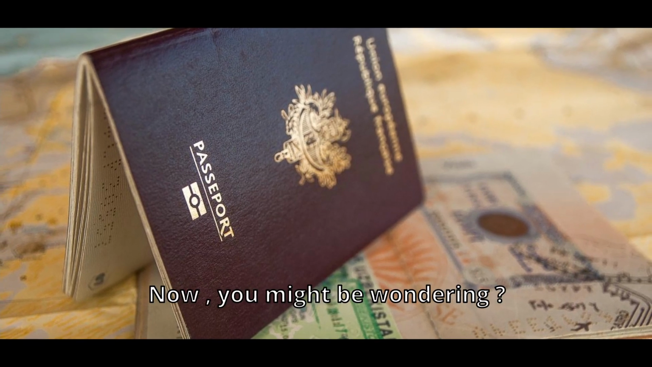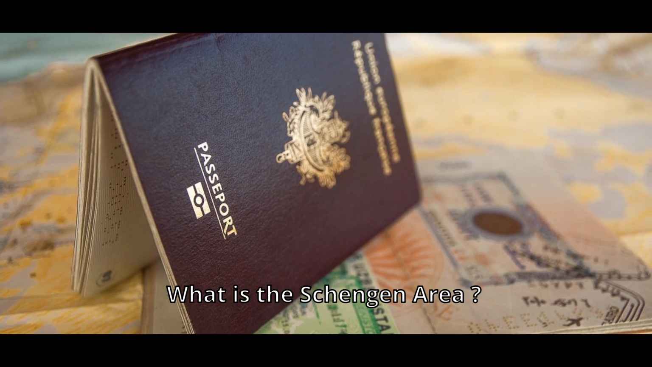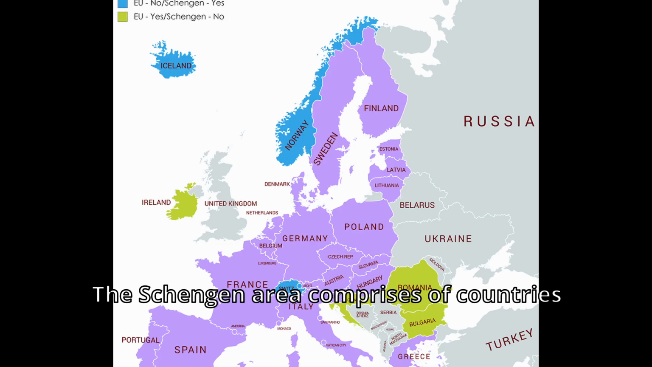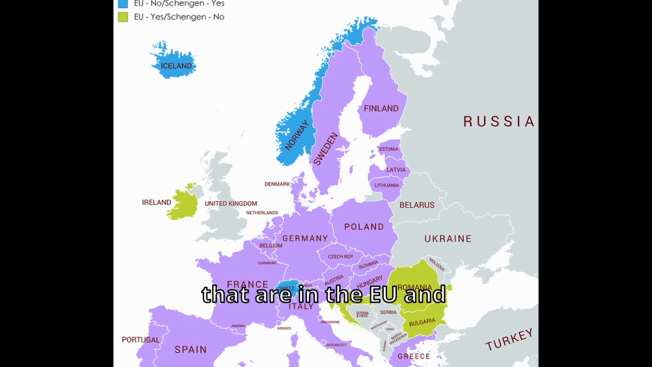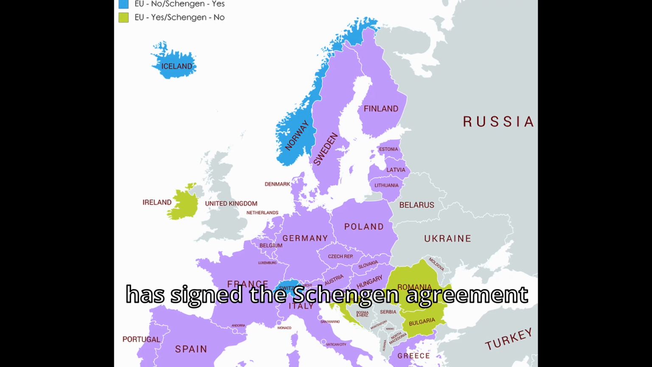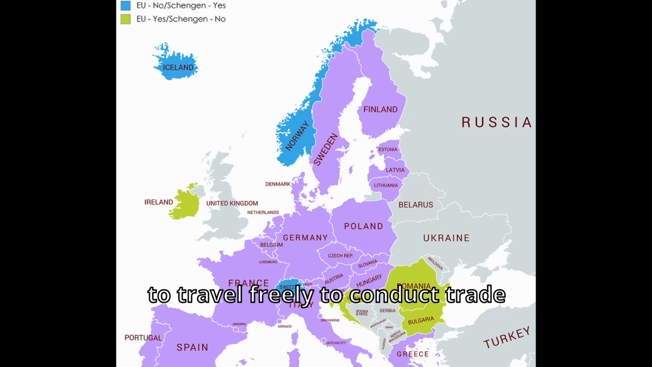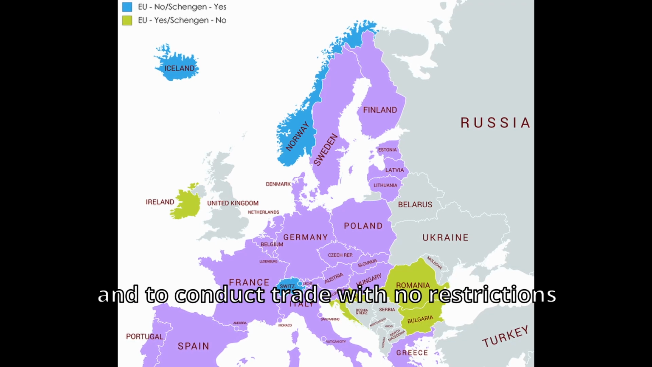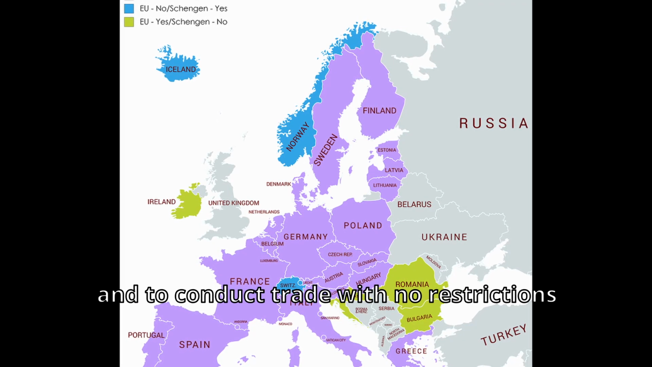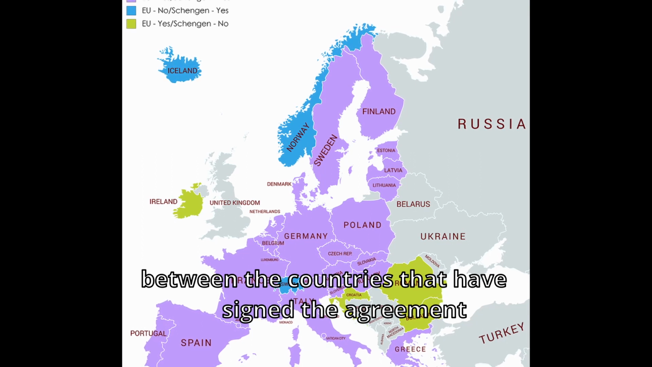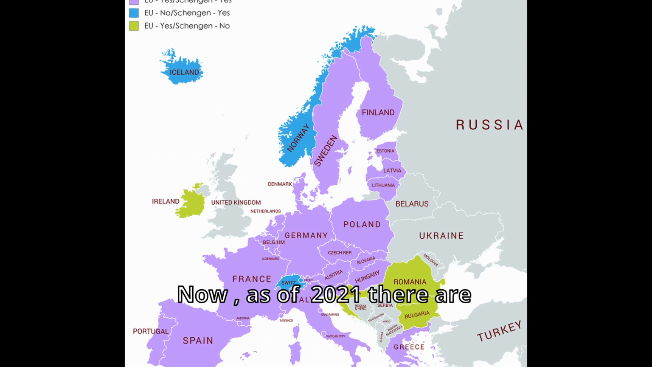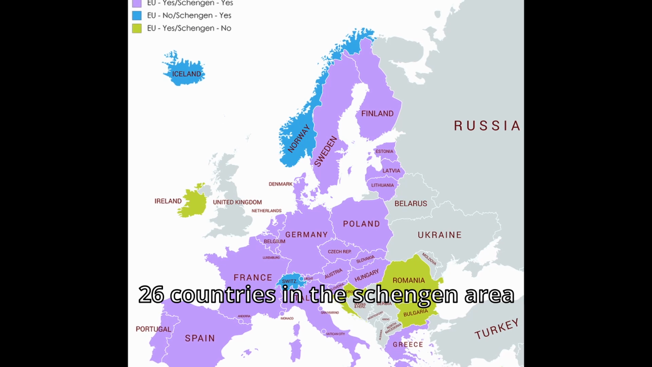area. Now, you might be wondering, what is the Schengen area? The Schengen area comprises countries that are in the EU and have signed the Schengen Agreement, which allows these countries and their citizens to travel freely and to conduct trade with no restrictions between the countries that have signed the agreement. Now, as of 2021, there are 26 countries in the Schengen area.